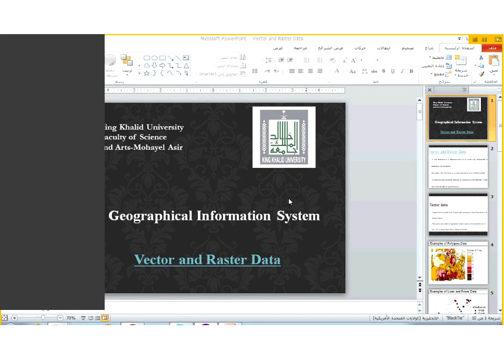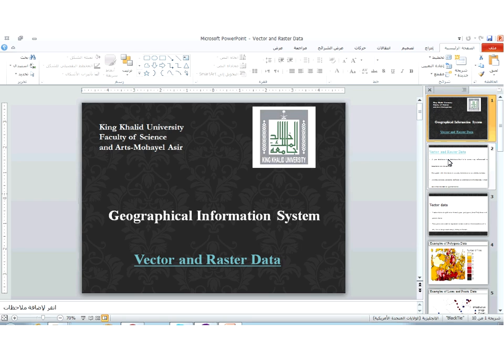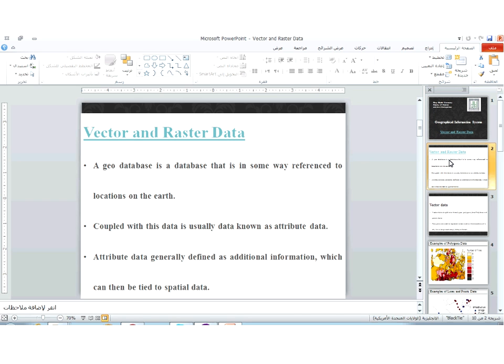Bismillah ar-Rahman ar-Rahim. This is a session about the Geographical Information System. In this session, we started two types of data model, vector and raster models. Before we start with the data models, we give a brief information about vector data and raster model data.